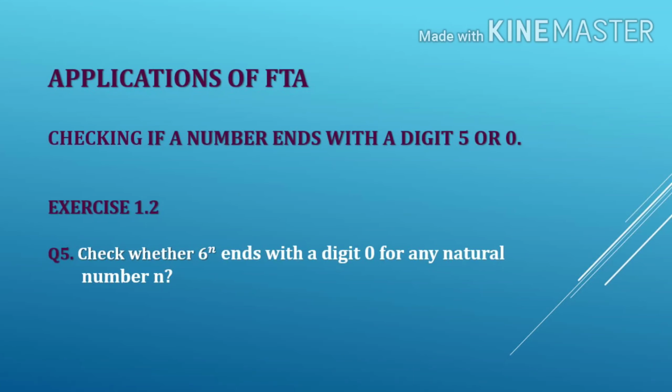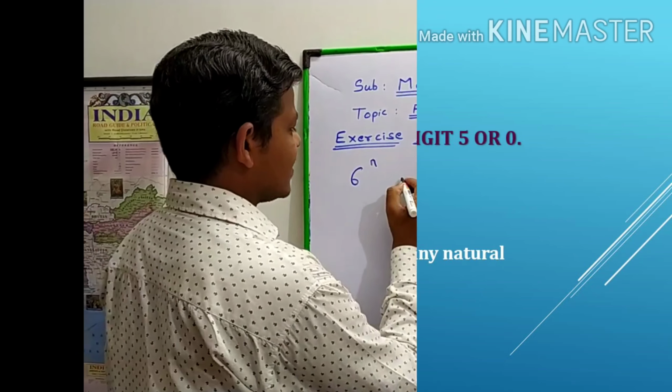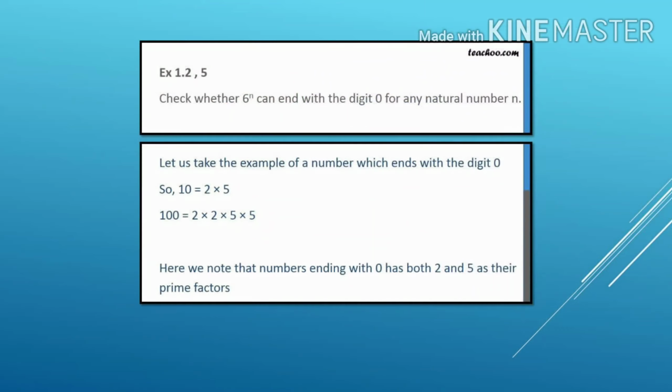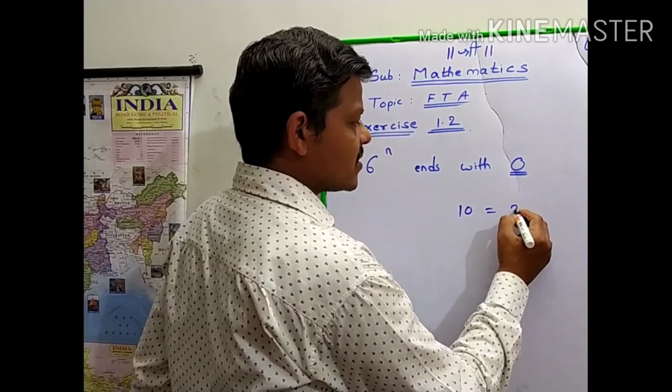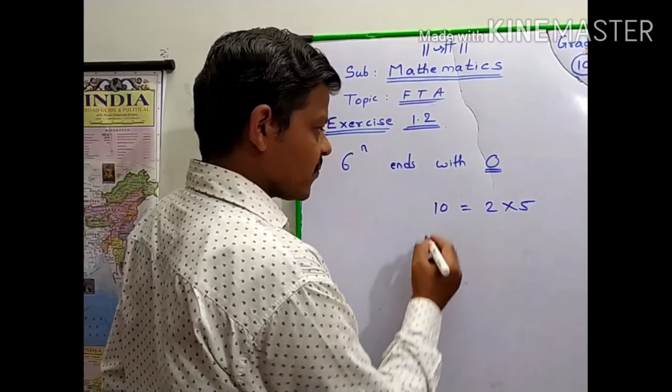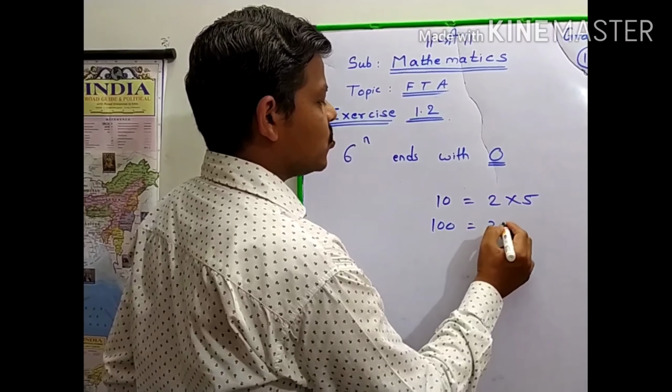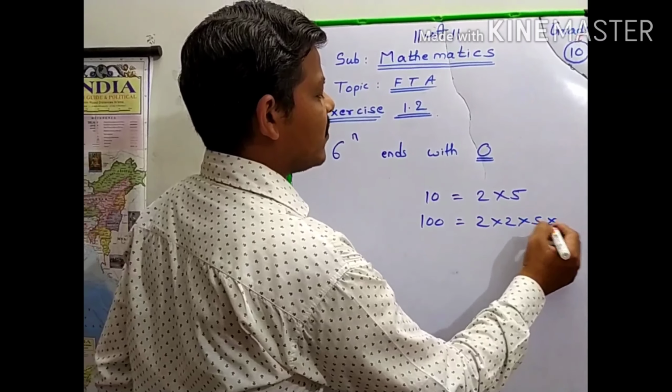Right? Now, the next application we are going to see is to check whether a given number ends with the digit 0. They have given us to check whether 6 raised to n ends with 0. Now, you can see on your screen, let us take a few examples. Say 10. What are the factors of 10? 10 ends with a 0. So I am taking out the factors. They are 2 into 5. Or say 100. That is 2 into 2 into 5 into 5.